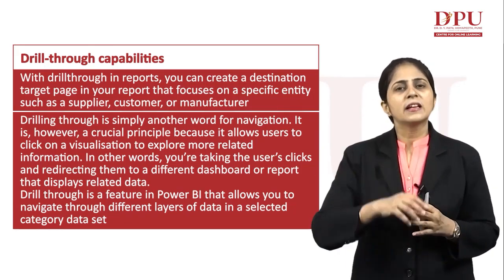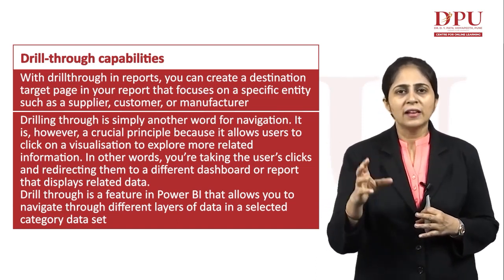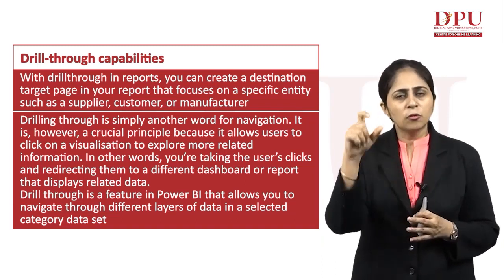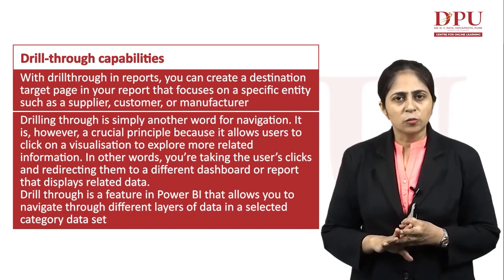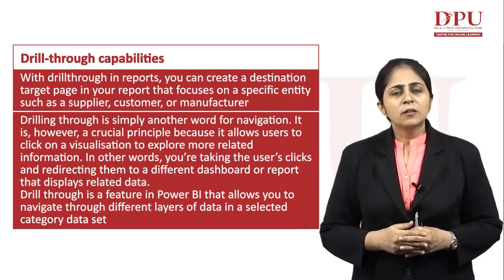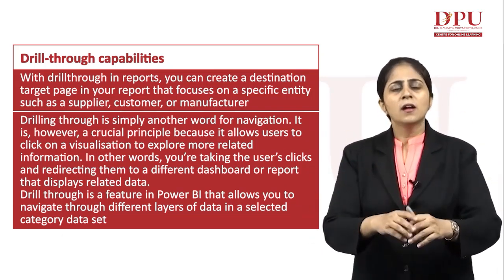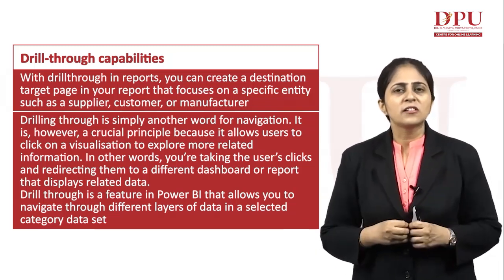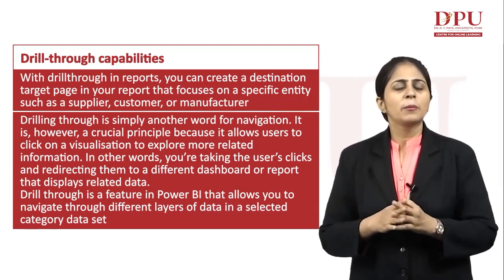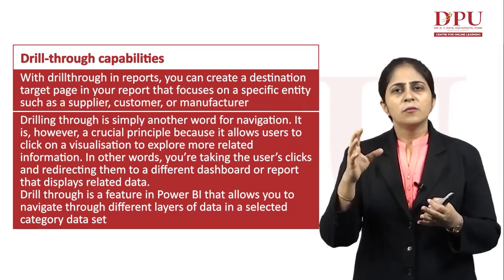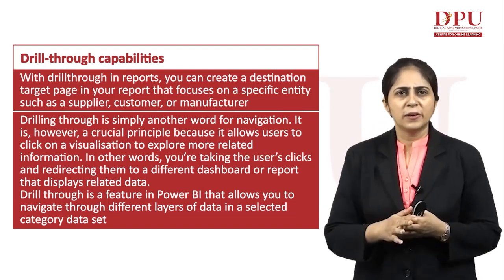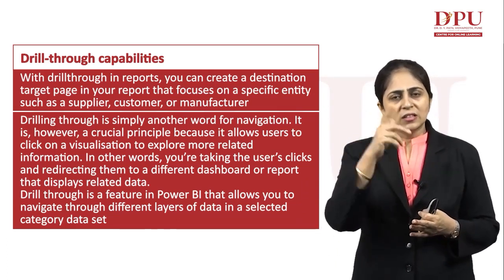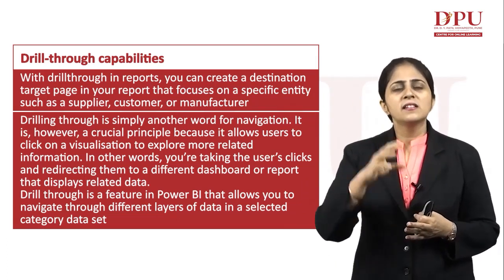That means you have to select the category that you want to analyze. Suppose you want to analyze all the suppliers of the organization. Using this drill through feature, you can focus on those particular suppliers only. Since we have so much data put together in our data warehouses and we want to analyze some selected people, a certain selected set of data, using our drill through capability option we can do this. We can create a destination target page which focuses on a particular specific entity. That is how we can analyze that data.